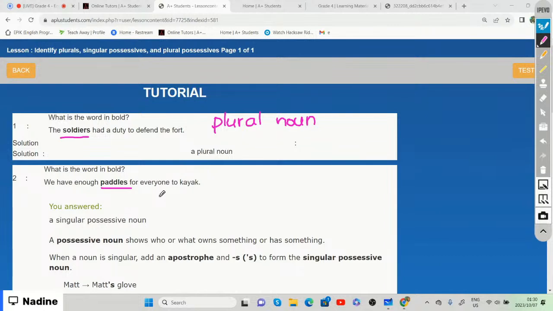All right, so if we choose what it is, then we will say that paddles is only a plural noun. It only refers to more than one paddle. So it says that we have enough paddles for everyone to kayak. It does not show any form of possession.